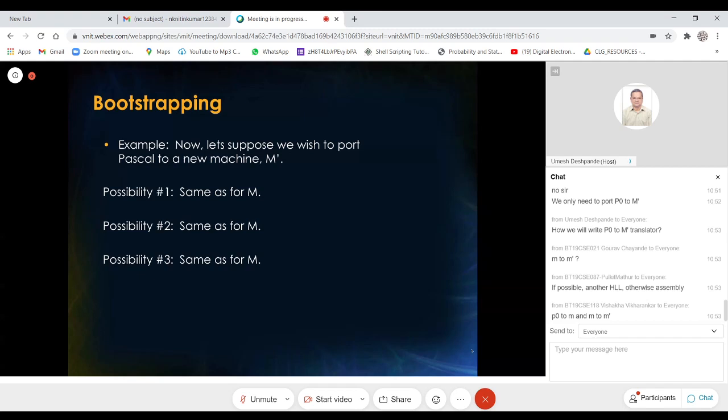Okay, and there is another approach which Gaurav has raised. Gaurav says, could we write a translator of M to M dash? Would it be easier for us to write this translator M to M dash than the translator P0 to M dash? Which one of them would be easier?